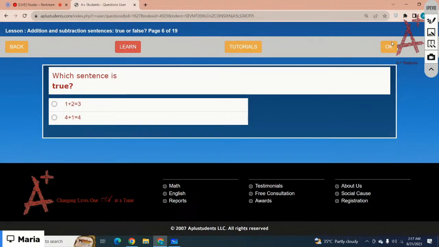Which sentence is true? 1 plus 2 equals 3 and 4 plus 1 equals 4. Which is the correct option? Option number 1 is the correct one, right? 1 plus 2 equals 3. But when you add 4 plus 1, it doesn't make 4, right? 4 plus 1 equals 5. So option number 1 is the correct one. 1 plus 2 equals 3. Option number 1 is the correct one.